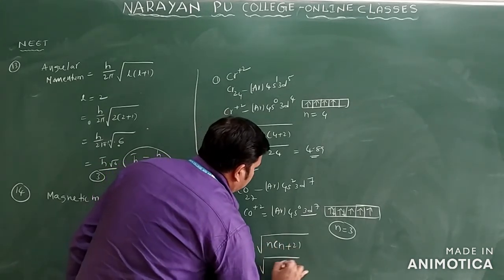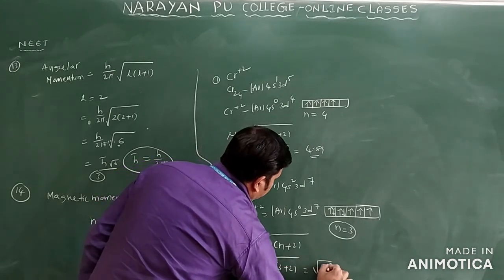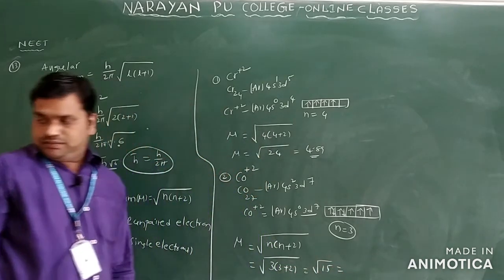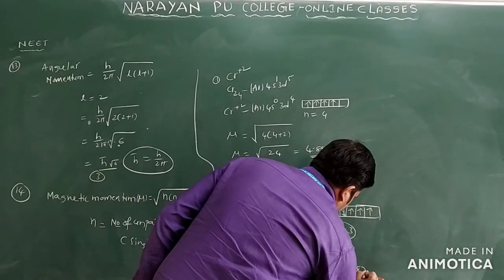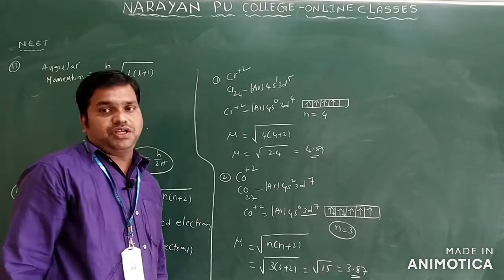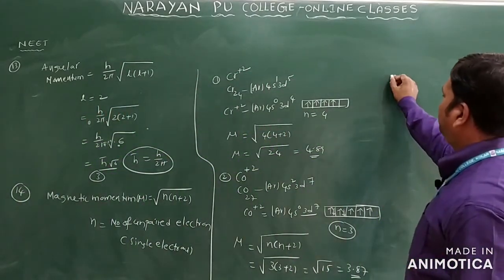You will write square root of 3 into 3 plus 2. That is equal to square root of 15. So square root 15 value we have 3.87.